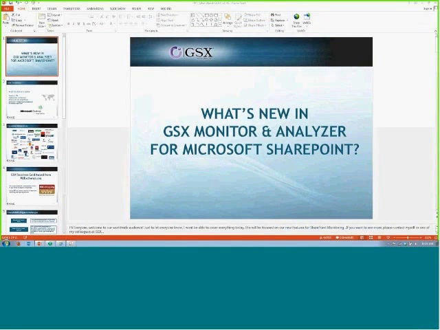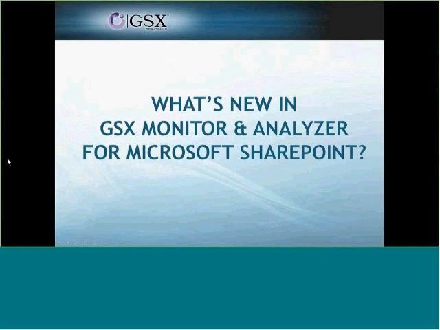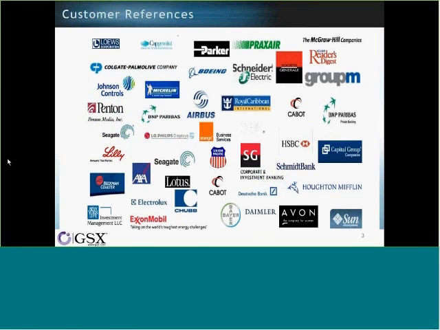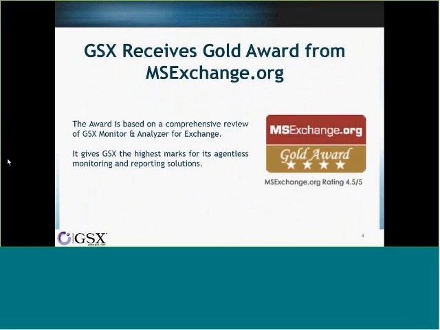We want to cover a couple things before we jump into the demo today. First off, a couple things about GSX real quick. We were founded in 1996. We have a worldwide presence with customers all over the globe. Our main niche is messaging and collaboration monitoring. Like I said, we have many customers around the world. We have approximately about 600, many of which are from the Fortune 500. We've also partnered with many major managed service providers out there.